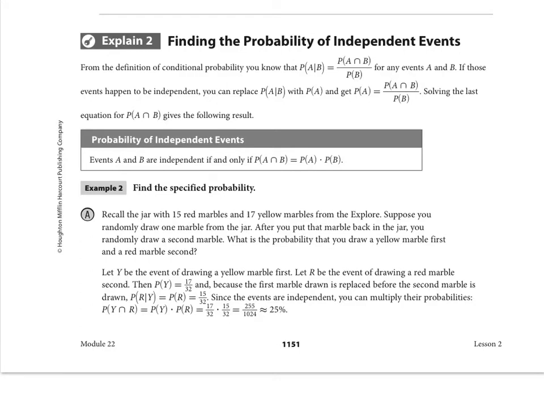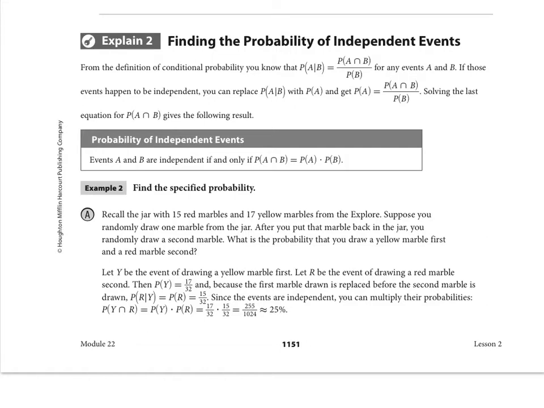So from the definition of conditional probability, and I'm reading here from page 1151, we know that a conditional probability is found by the probability of both events happening divided by the probability of the given condition for any events A and B. If we know that those events are independent, the conditional probability is the same as just the standalone probability of A. So we're just going to substitute this value here with the probability of A, and we get a new formula: the probability of A equals the probability of both things occurring divided by the probability of the given event.